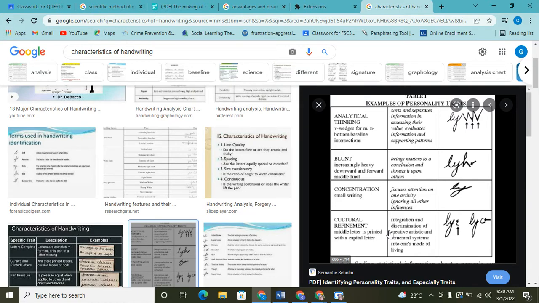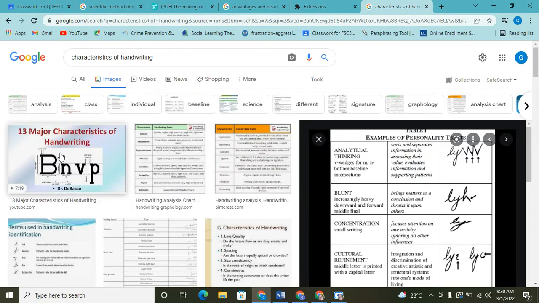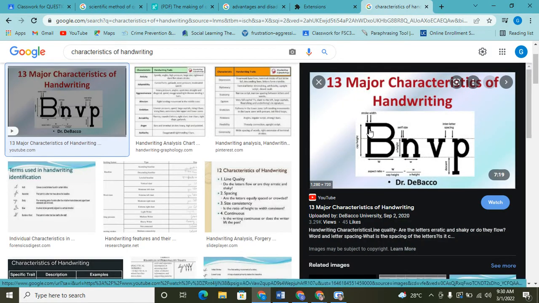Remember that our handwriting is composed of two characteristics. We do have the class characteristics and we do have the individual characteristics. What do you mean by class characteristics? Class characteristics of handwriting simply means that these are characteristics that are common to everybody. A very good example for that is how we recognize the letter B, how we recognize the letter N, and how we recognize the shape of letter V and the shape of letter P.